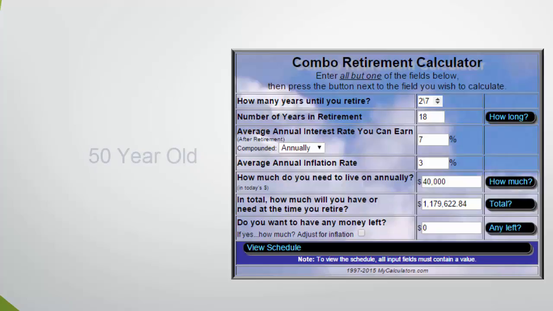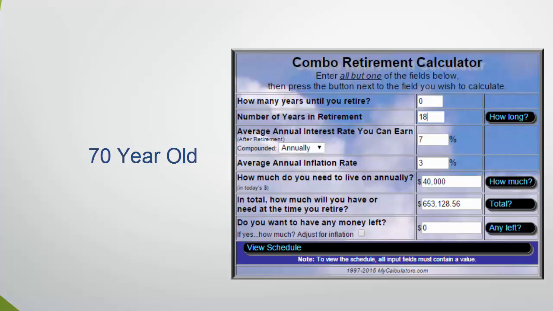And then 17 years for a 50-year-old, and all the other assumptions the same, says that they need to accumulate in 17 years when they retire $877,000. And then for a 60-year-old, they have 7 years until retirement, and they need to accumulate $653,000.